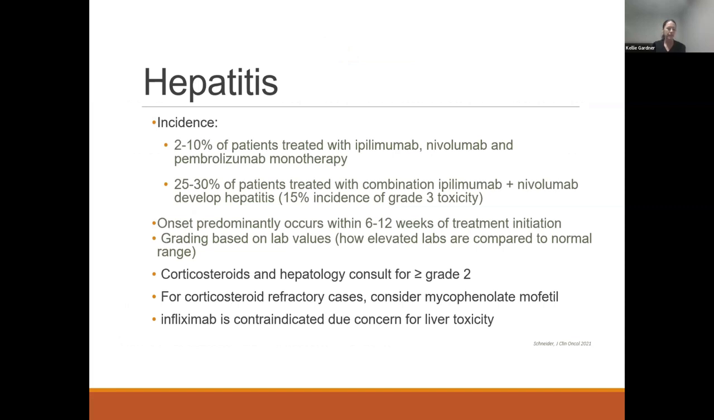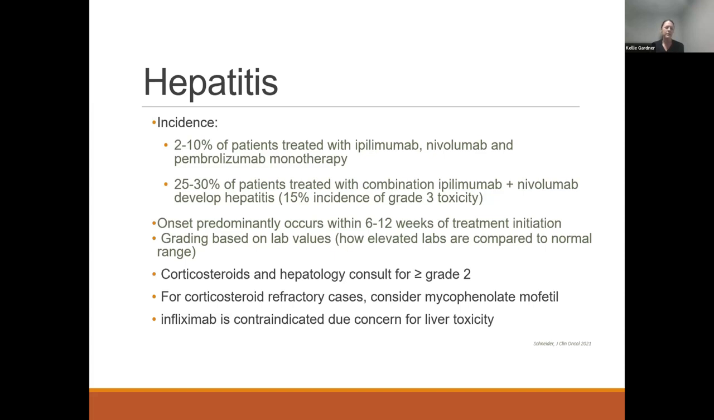So if the lab values are 5 times the normal level, that's when we start steroids. If they're grade 2, which is 3 to 5 times above the normal level, we tend to hold treatment and trend labs pretty closely and start steroids if it's continuing to elevate. Steroids, again, are the gold standard for immunotherapy side effects and no different in hepatitis. And if we have any complications, we do get the hepatology or the liver team involved if necessary.